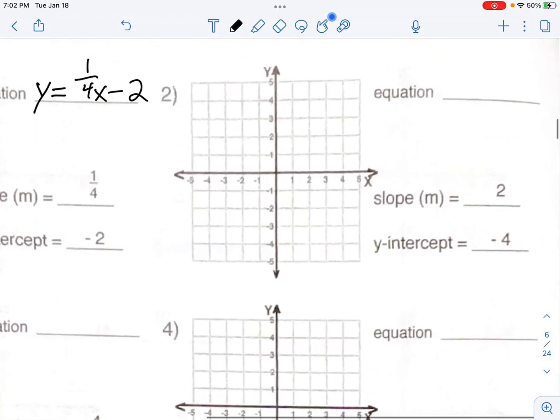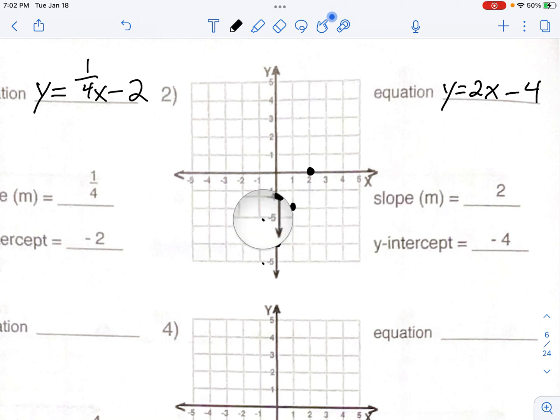Number 2. Slope is 2, so that goes in front of the x. Y-intercept is negative 4. So plotted at negative 4. My slope is 2 over 1. So up 2 and right 1. And then up 2 and right 1. Done. I only require 3 dots. And then draw your line.